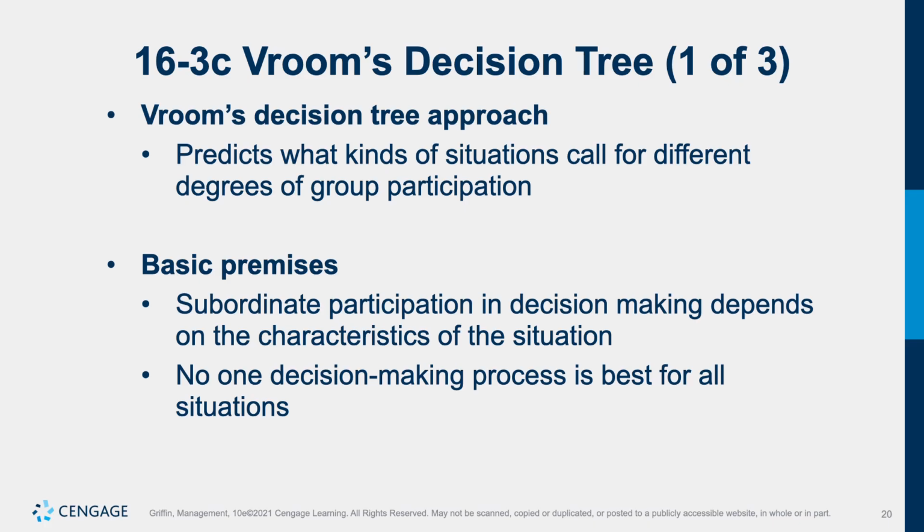So, what we mean is that no one decision making process is best for all situations, right? So, it depends on the situation. Now, the current formulation suggests that managers use one of two different decision trees, right? One decision tree is to be used when the decision needs to be made as quickly as possible, whereas the other decision tree is to be used when time is less critical and the manager wants to help subordinates improve and develop their own decision making skills.